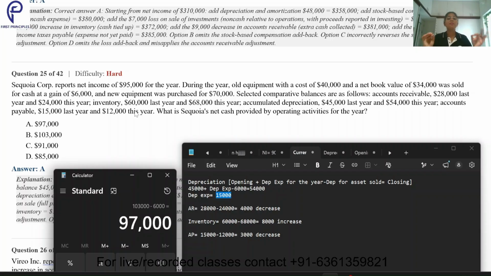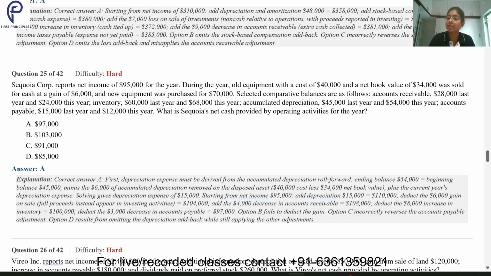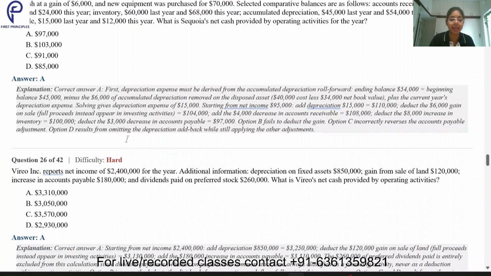This is a full-fledged question on the calculation of net cash provided, or maybe net cash used, by operating activities under the indirect method. I hope this is clear to you guys. Let's move on to the next question.